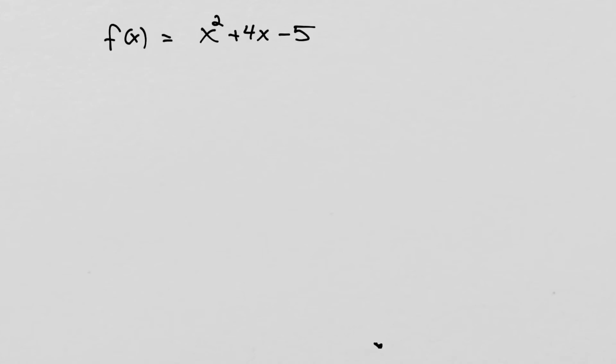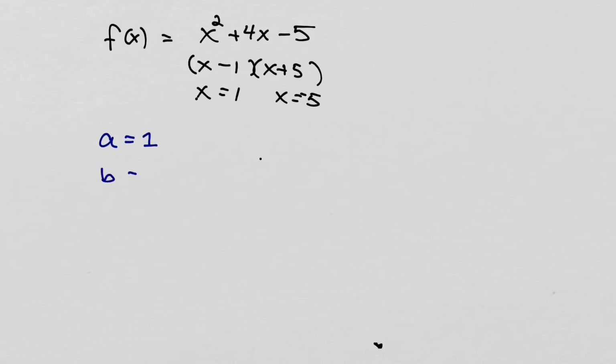Let's see, does this one factor? I can have an x, I can have an x, then how about plus 5 and minus 1? Yeah, that factors. So I get x equals 1 and x equals negative 5 as my two solutions. Again, let's verify that with the quadratic formula, where here again a, the number in front of the x squared, is a 1, b is a positive 4, and c is a negative 5.